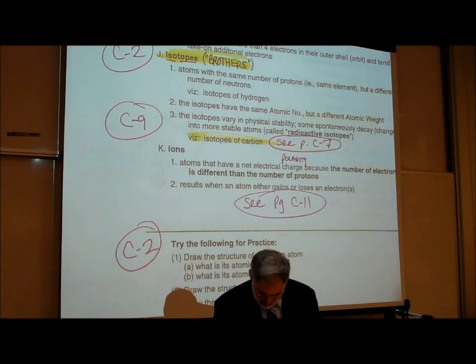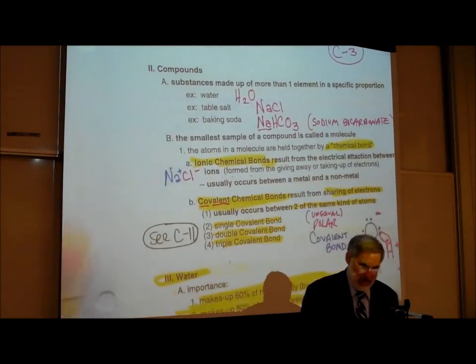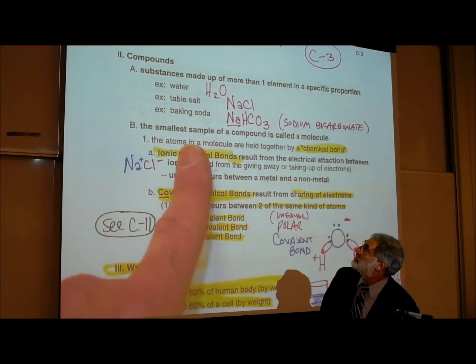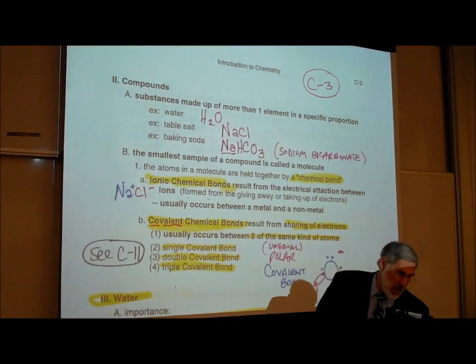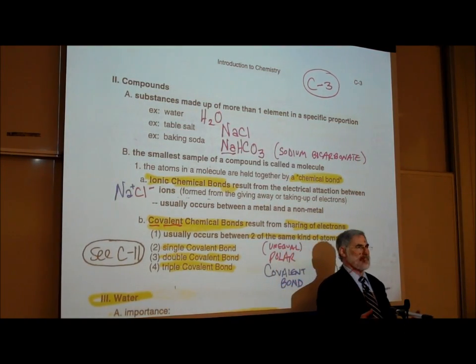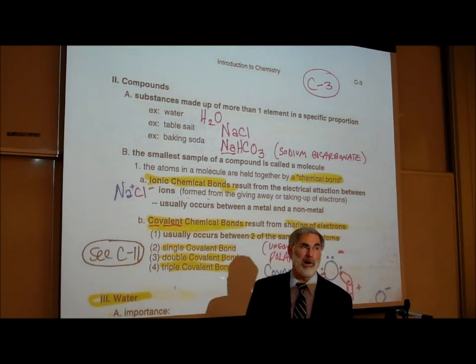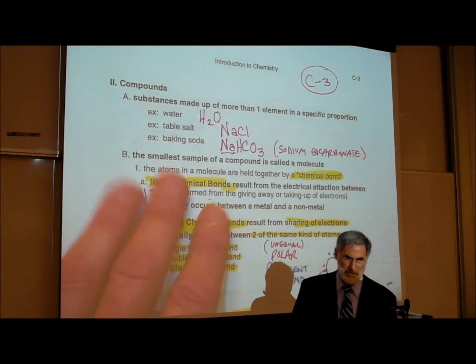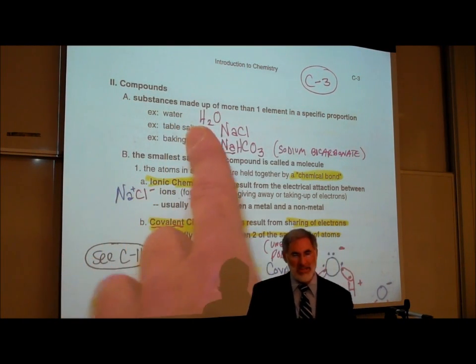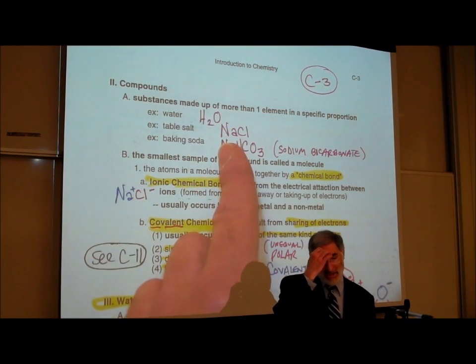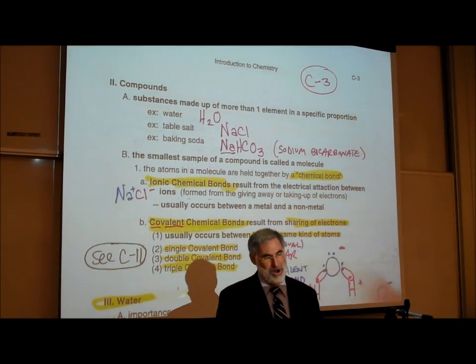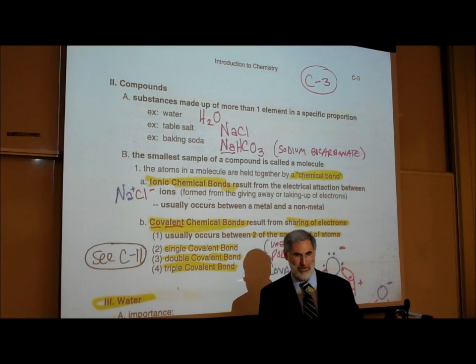And on page C3, just to remind you of what we had covered on C3, we had introduced the concept of compounds. A compound is something made up of two or more kinds of elements in a specific proportion. So water is hydrogen, two hydrogens and an oxygen. Salt is sodium and chlorine. Baking soda is sodium and hydrogen and carbon and three oxygens, or sodium bicarbonate.